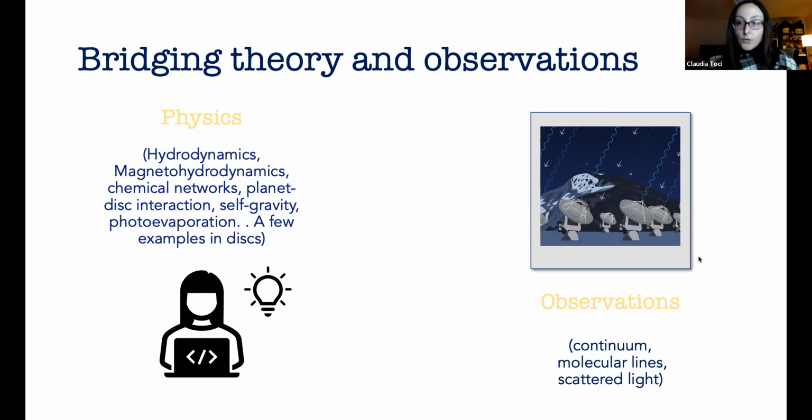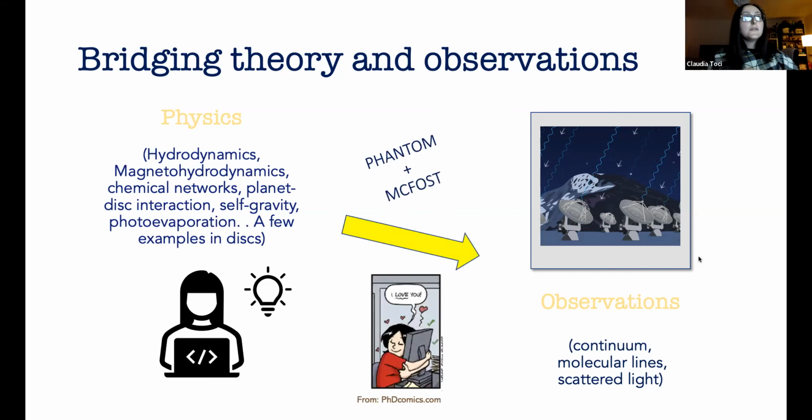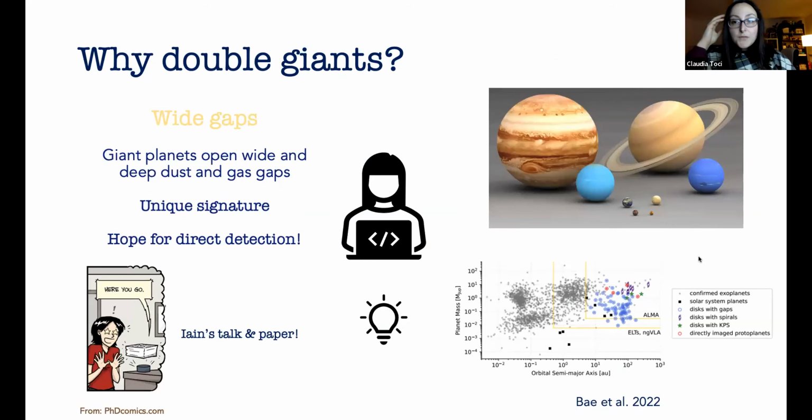And one of the ways I do this connection is using numerical codes, and specifically Phantom, coupled with MCFOST, because once you want to connect the physics to the observations, you also have to take care of the radiative transfer of your simulation. And this is a very crucial point, because it's the way in which we as theoreticians connect with the observations.